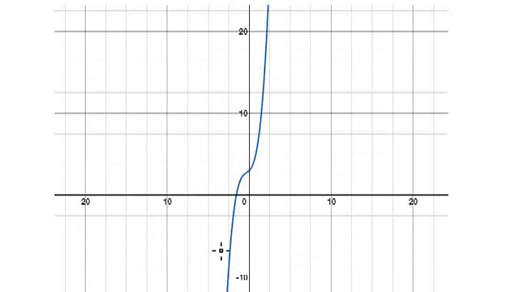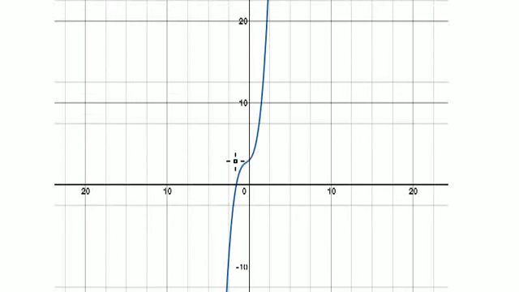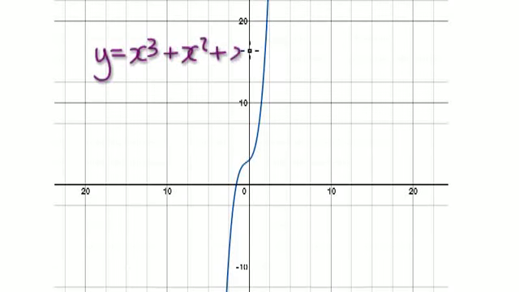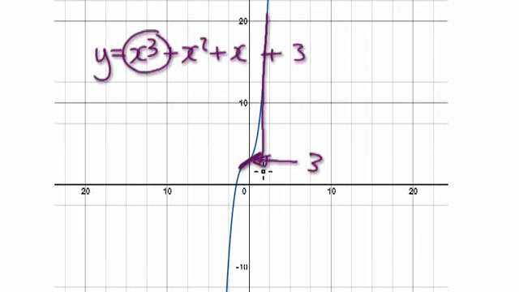Now, if you were to plot this on the graph plotter, it would look something like this. You see, when x is small, don't forget this is y equals x cubed plus x squared plus x plus 3. You see, this point here is 3, and it has a gradient of 1. It wants to do this, and when it's big, it wants to do this. So when it's big, it actually wants to do something like this.